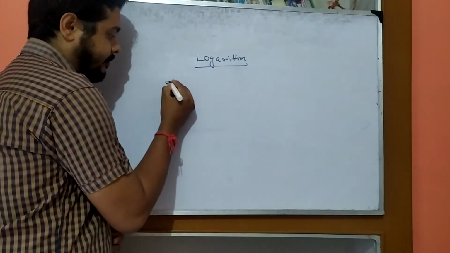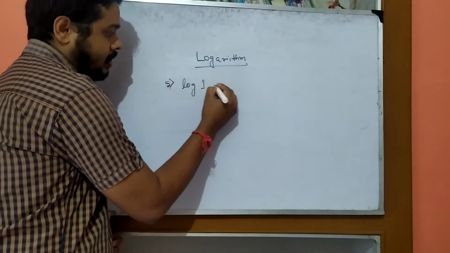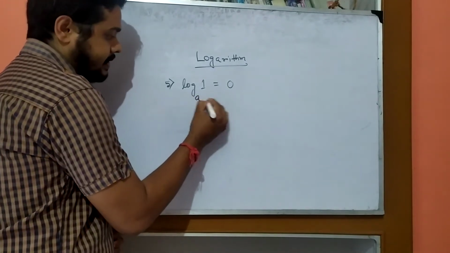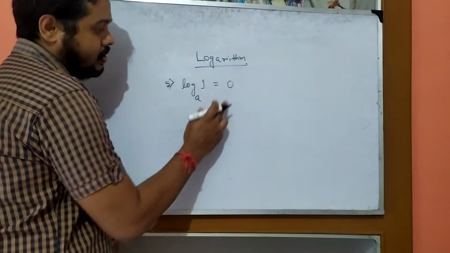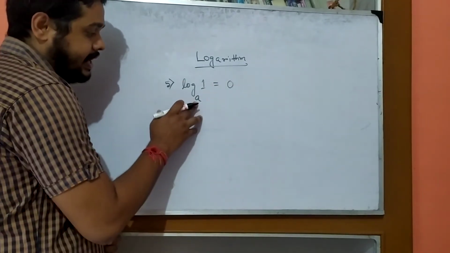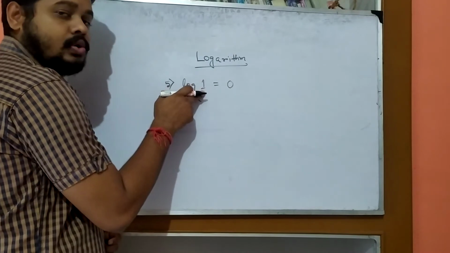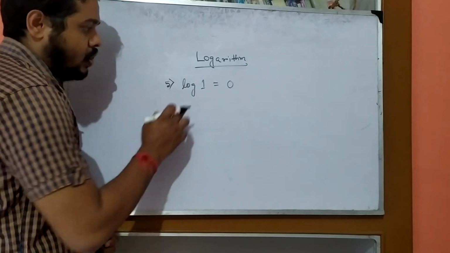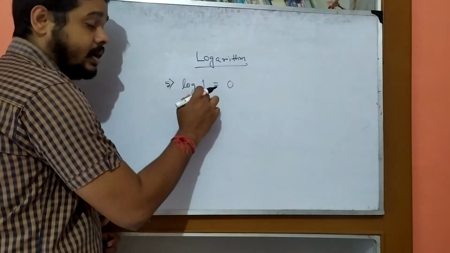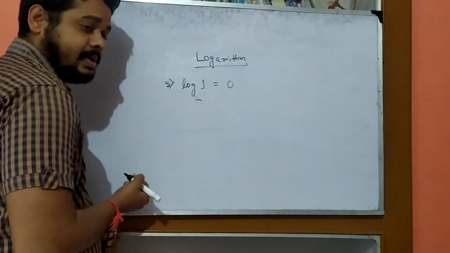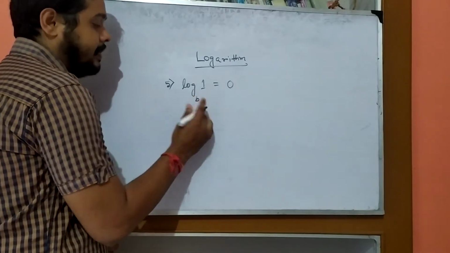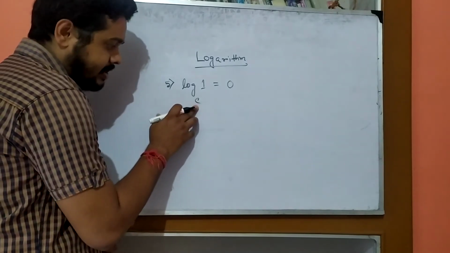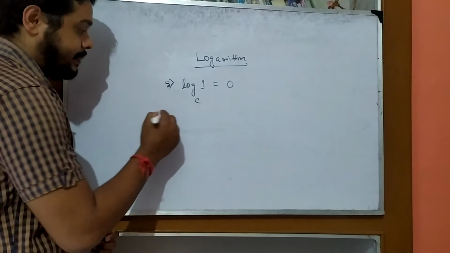Now number 5, logarithm 1 always gives us 0, whatever may be the base, any base. See, a to the power 0 equals 1. Any base to the power 0 equals 1, we know that. So for logarithm 1, there is no need to mention the base. Logarithm 1 is always 0. The base may be a, b, c, anything, because anything to the power 0 equals 1, as you know already.